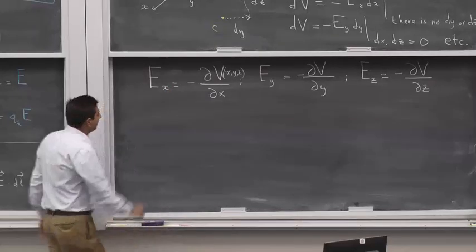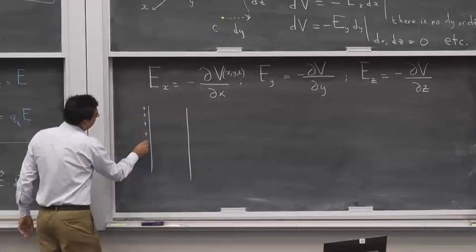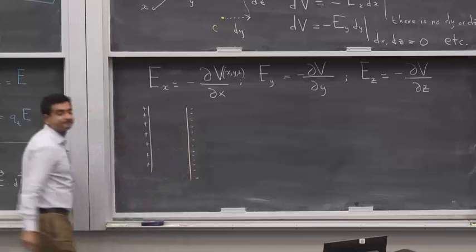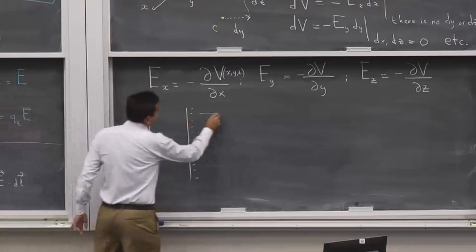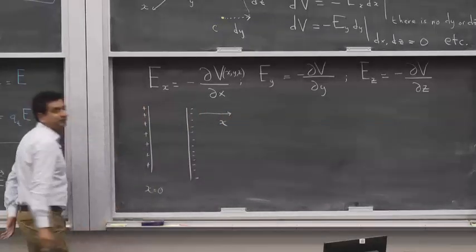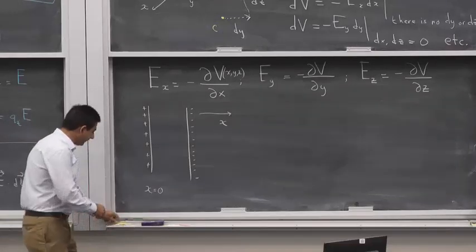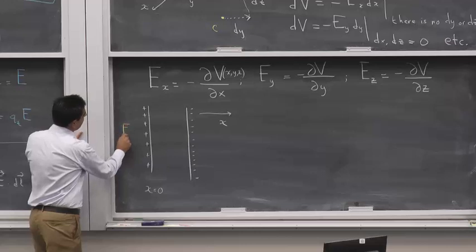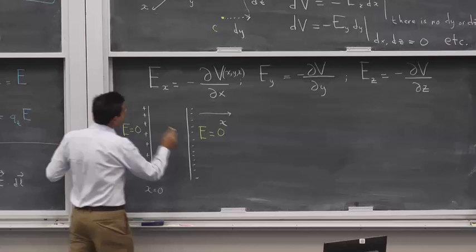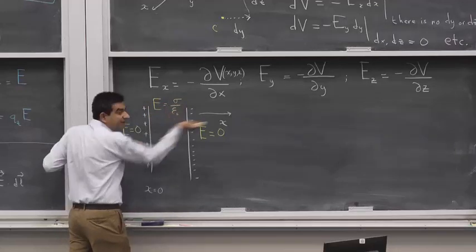Let me give you an example. Suppose I have two infinitely charged, very large plates of infinite size. Suppose this is my x-axis. This point is x equals 0. First of all, I know that the electric field in this region is 0. The electric field here is 0. And the electric field here is sigma over epsilon naught pointing in the x direction.